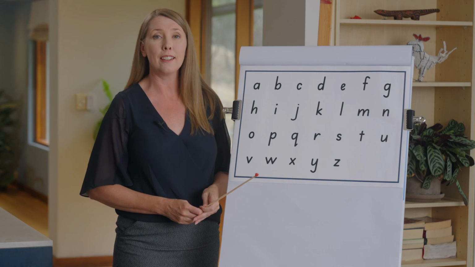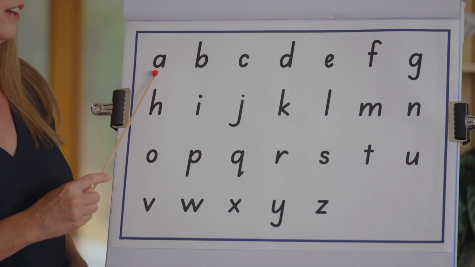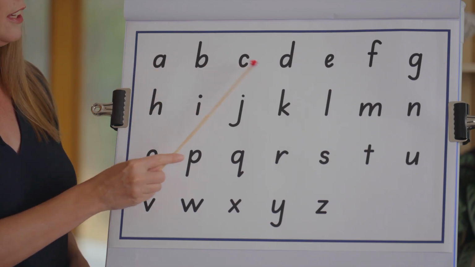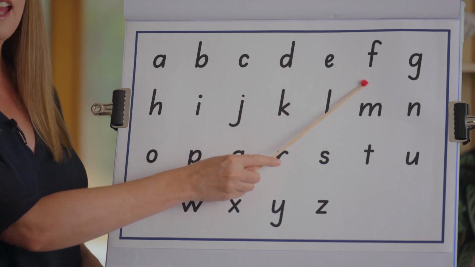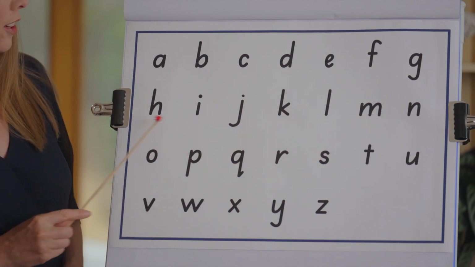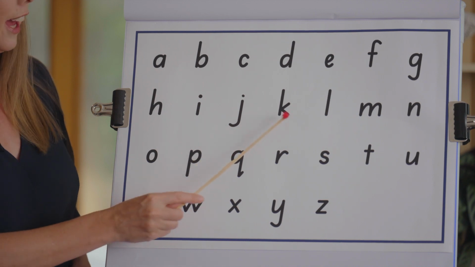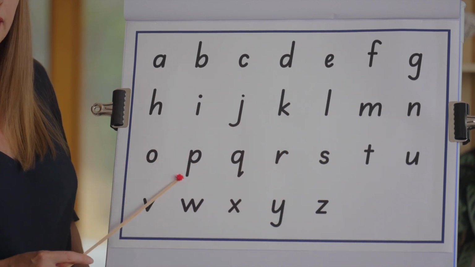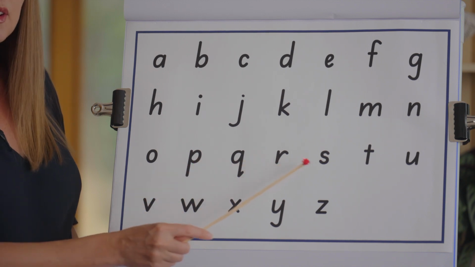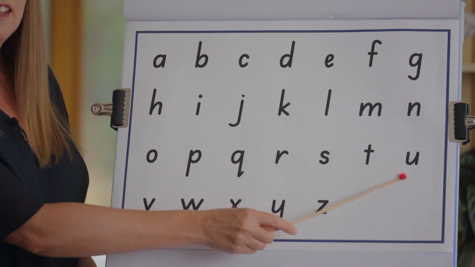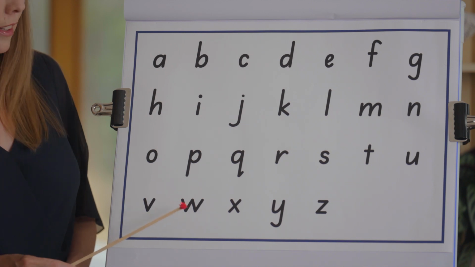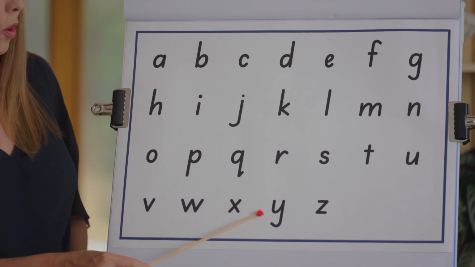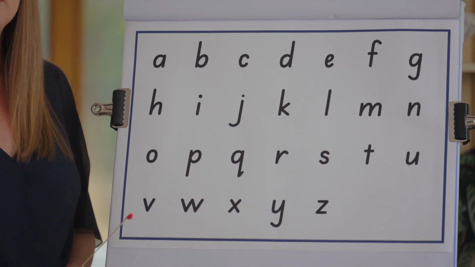Now let's say the whole alphabet. As I point to the letters, you say them with me. A, B, C, D, E, F, G, H, I, J, K, L, M, N, O, P, Q, R, S, T, U, V, W, X, Y, Z.